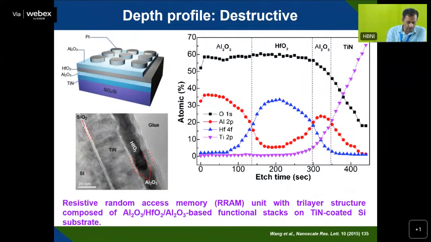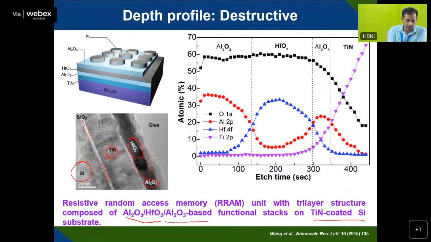So this is another example of depth profile. You can see here this is silicon. You have a silica surface here, and then a silica surface of titanium nitride. Then on these two surfaces, Al2O3 is there, then HfO2 is present on the surface. So here it is an Al2O3, HfO2, Al2O3 based functional stack on a titanium nitride coated silicon substrate. So on the silicon substrate, titanium nitride coated, on that HfO2 or Al2O3 is grown.